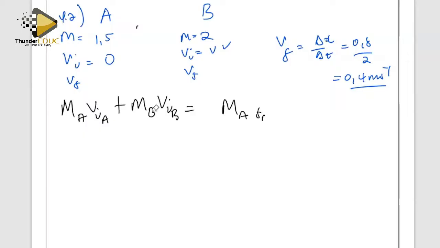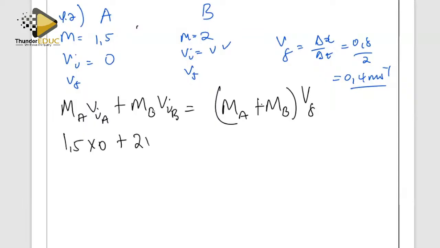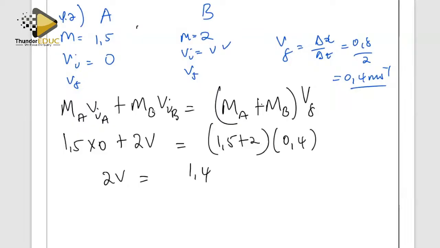Since it is now one system, let me combine everything at once and add the mass of B into V final. Initially, this is going to be 1.5 multiplied by 0, plus 2 multiplied by V, equal to 1.5 plus 2 multiplied by 0.4. That gives 2V equivalent to 3.5 multiplied by 0.4. I'm getting 1.4, and then V becomes 0.7 meters per second.